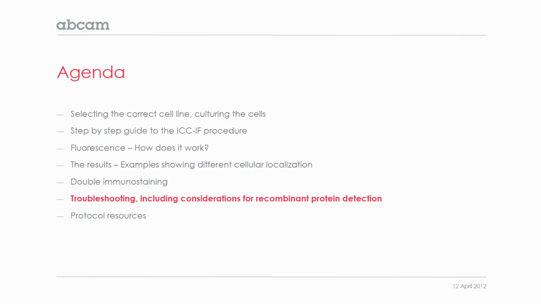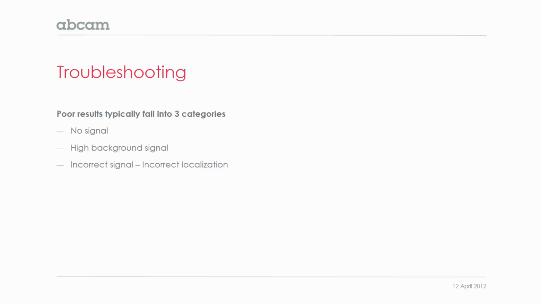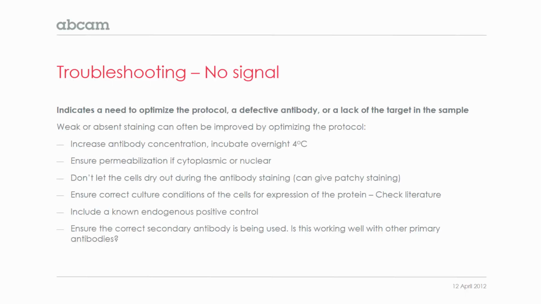And now the last section, I'd just like to take you through some troubleshooting. So there's 3 main problems you can get in ICC. Perhaps you might have no signal at all in your sample. You might have high background with lots of fluorescence. Or you may perhaps have an incorrect signal, so you've got staining in your cell, but it's not at the localization that you're expecting. So what can we do about these?